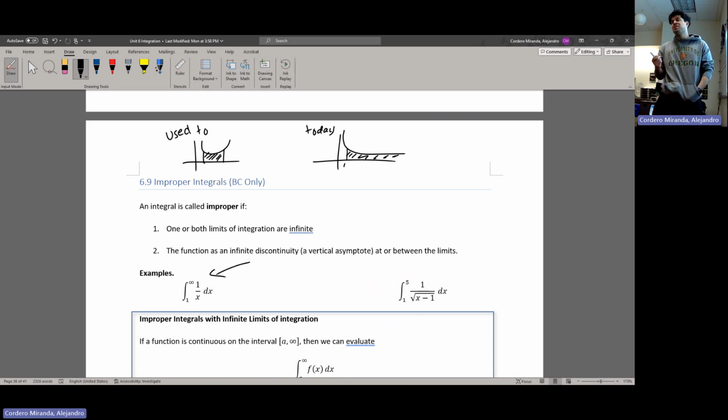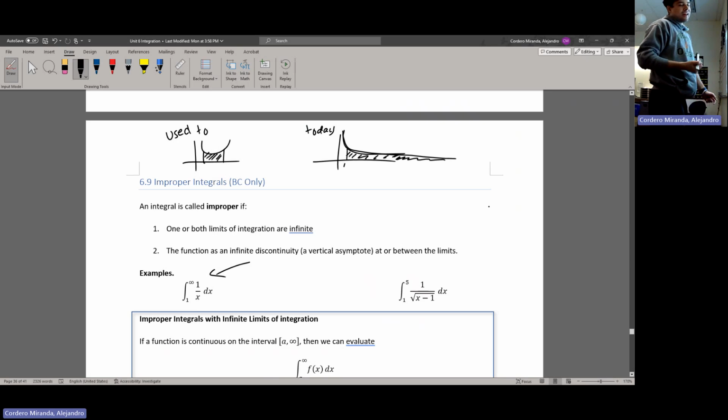So that's what's coming up, and the idea is, is the area ever finite? Like if I go from 1 to infinity, does the graph ever get close enough to the axis so that the area gets so small over time that it just adds up to a finite number? Or is it always infinity? But of course, if it was always infinity, then it wouldn't be a very interesting section, like I wouldn't be teaching it to you. So there are times where you get finite numbers.